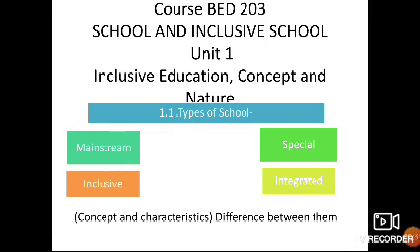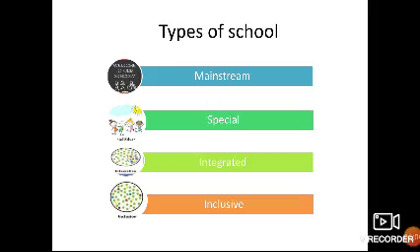Everyone knows that there are different types of schools. Here, four types are given in the syllabus of 203. The first is mainstream, second is inclusive school, third is a special school, and fourth is integrated school. In the first point of the first unit, we are going to see the four types of school, their concept, characteristics and the differences between them.